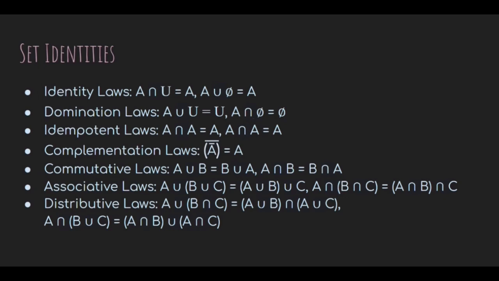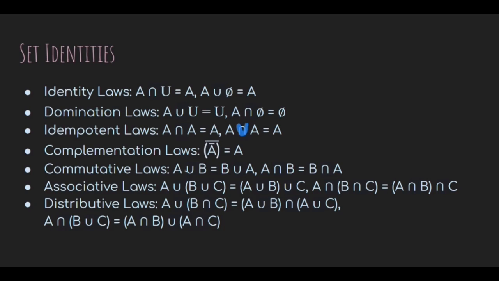Idempotent laws. A intersection A is A. Oh, hold on. This is over here. It's supposed to be union. Right. Pretend that's union. And A union A is also A, obviously. Now, I think 2 slides ago, I mentioned complementation laws. So the complement of a complement is A. It's kind of like a double negative. So that means that since the complement of A means whatever is not in set A, the complement of the complement means whatever is in set A.